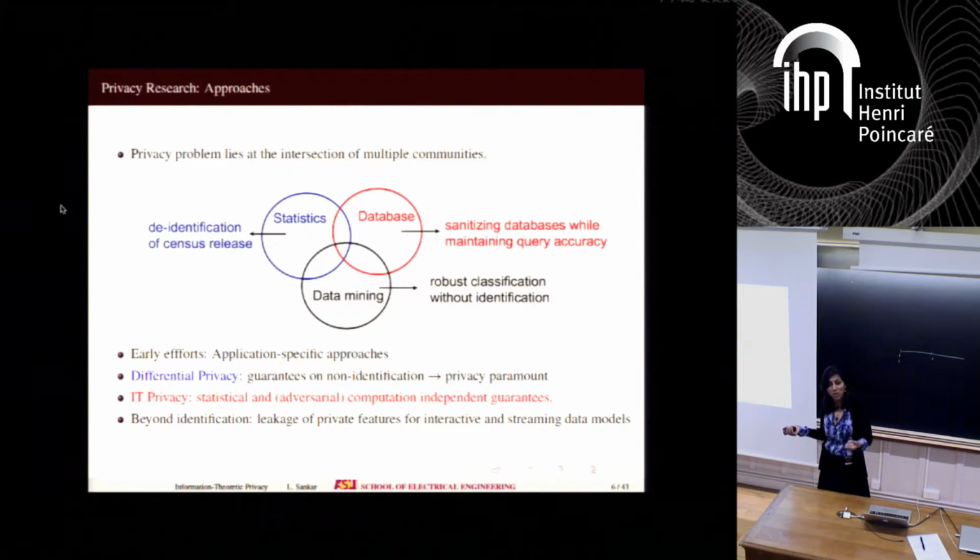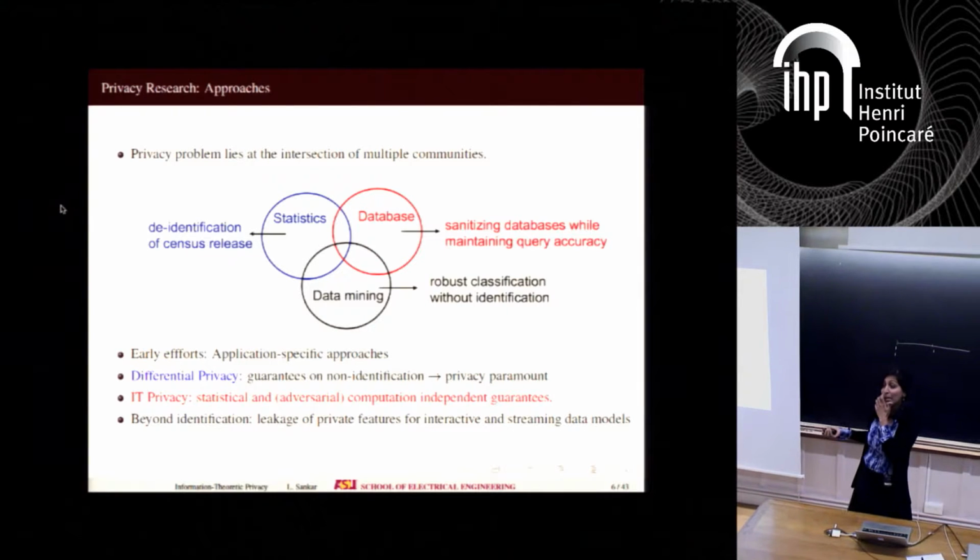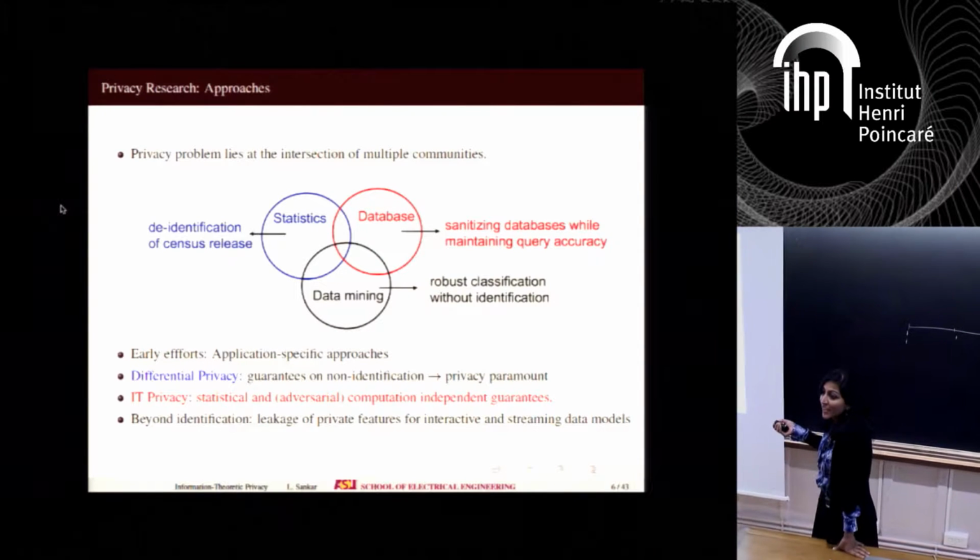And the focus there is on non-identification. Okay, so information-theoretic privacy, in contrast, acknowledges the fact that data has some underlying statistics, so it provides average case, on average guarantees on the data, and it is really computation independent in that sense.